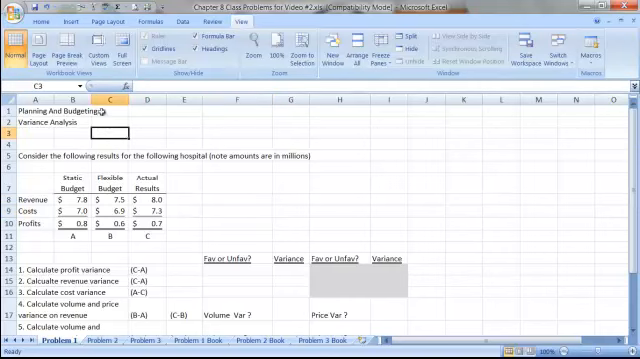Okay, so here's our Excel sheet. We want to consider the following results of the following hospital. Note, amounts are in millions. Okay, so we have three different rows. We have the revenue, and we have the revenue amount for our static, flexible, and actual results. Our costs for, again, all three budgets, and our profits. And remember, our profit is just our revenue minus our costs. What I've done also to make it a little easier, I've put just some column headings A, B, and C, so that when we go in and we calculate these variances, it'll make it a little easier.